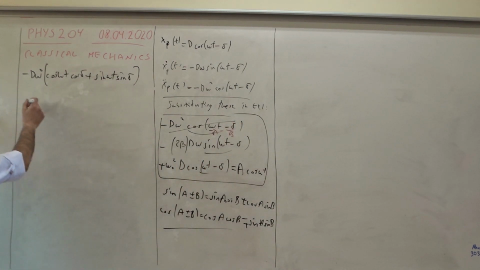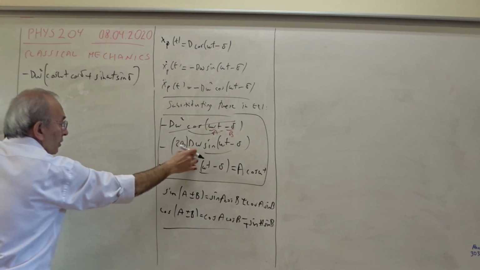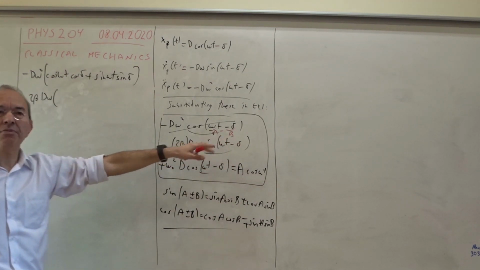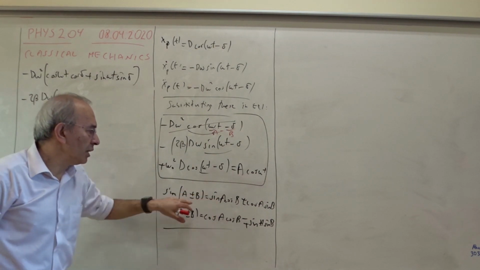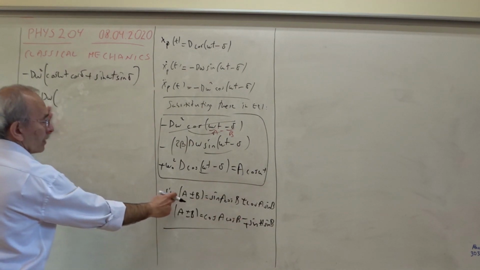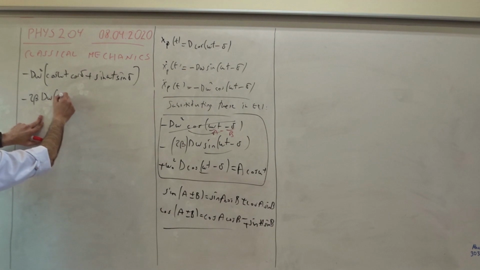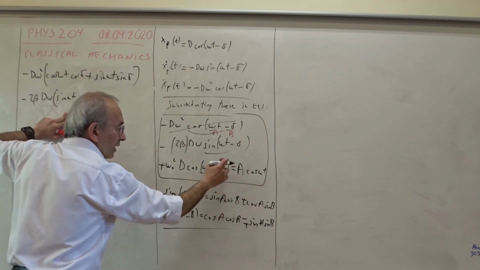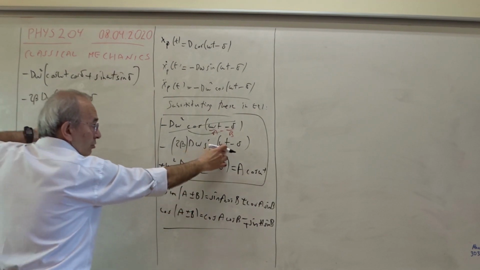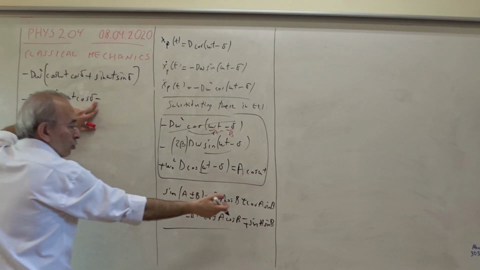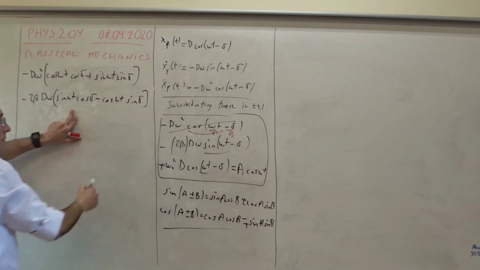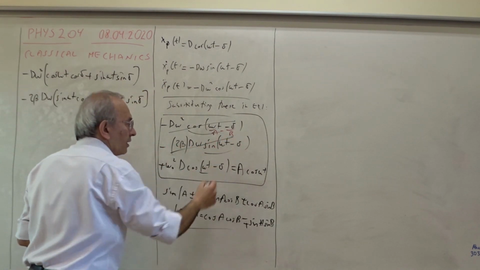Next, minus 2 beta D omega multiplied by, this time we have sine A minus B, which is sine A cos B minus cos A sine B. So we have sine of the first, cosine of the next, cosine delta. We have a subtraction, so we write a subtraction. Cos A sine B, cos omega t, sine delta. We have written the second line as well.